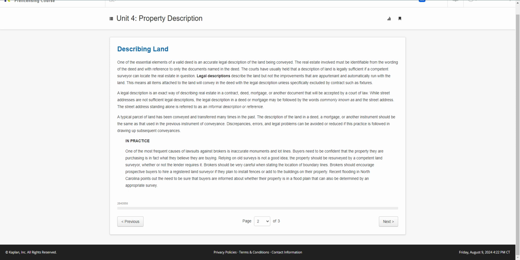So brokers should be very careful when stating the location of a boundary line. Brokers should encourage prospective buyers to hire a land surveyor if they plan to install fences or add buildings to their property. Nice. Recent flooding in North Carolina points out the need to be sure that buyers are informed about whether the property is in a floodplain. That can also be determined in a survey.